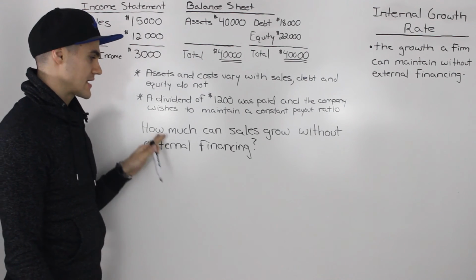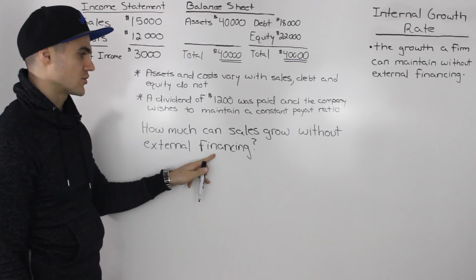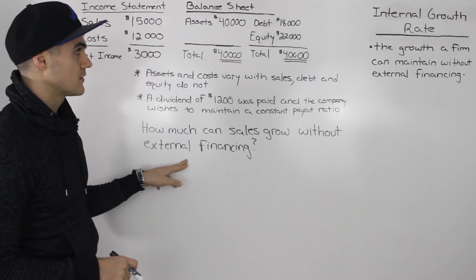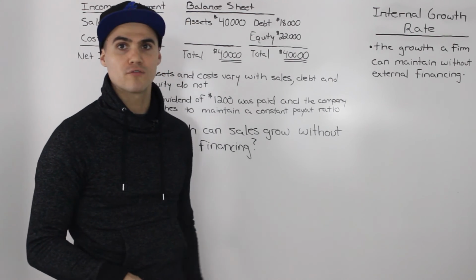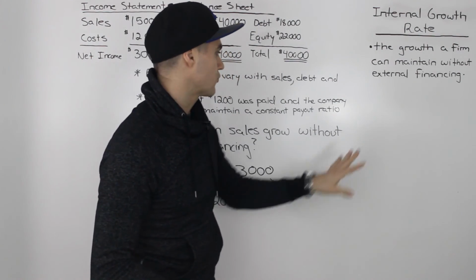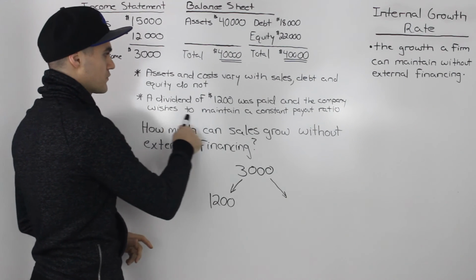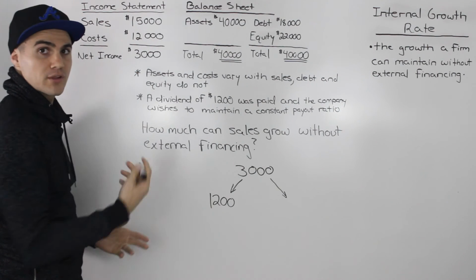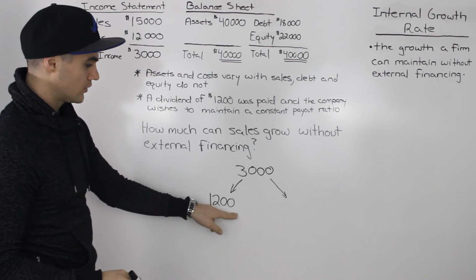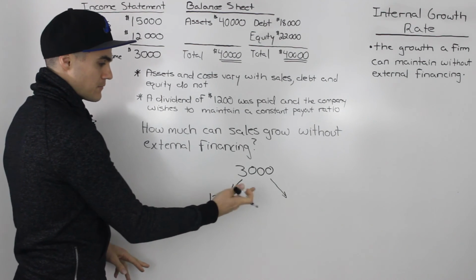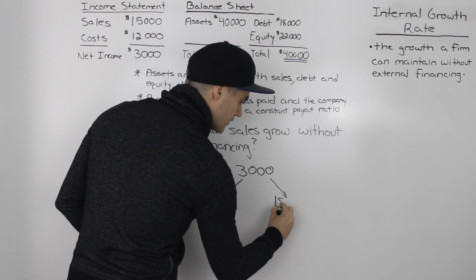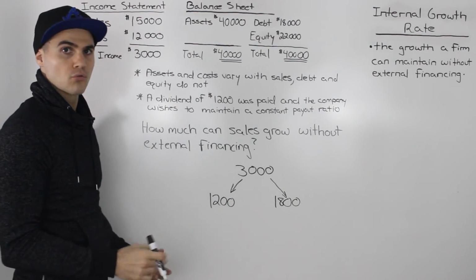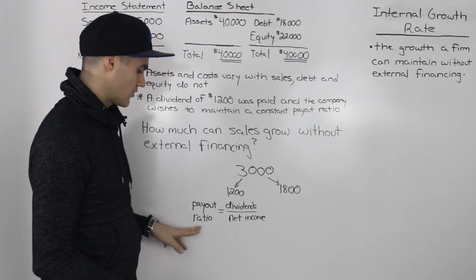And then let's say we're asked, how much can sales grow without any external financing, or with just internal financing? To answer this question, we have to find the internal growth rate for the firm. But before getting into the internal growth rate specifics, I want to talk about this dividend of $1,200. So what happened was we had our net income of $3,000, $1,200 of that was paid as a dividend, and that means the balance, $1,800, was retained earnings, retained within the company for growth.